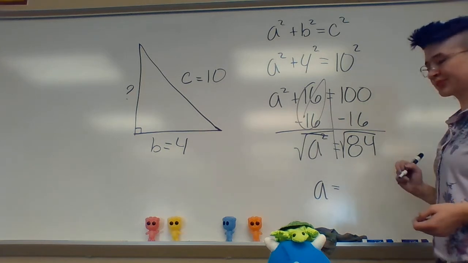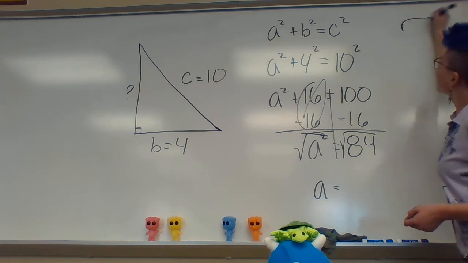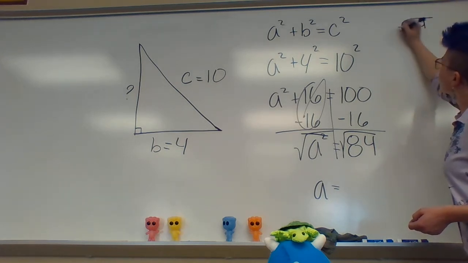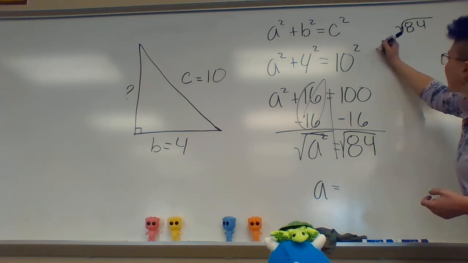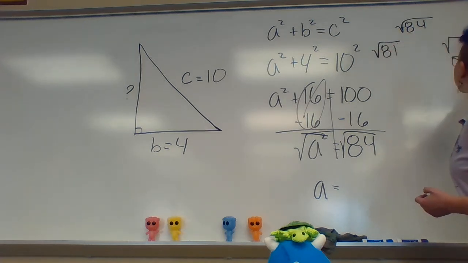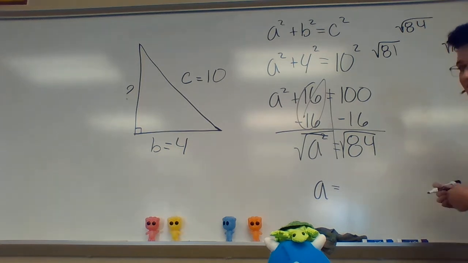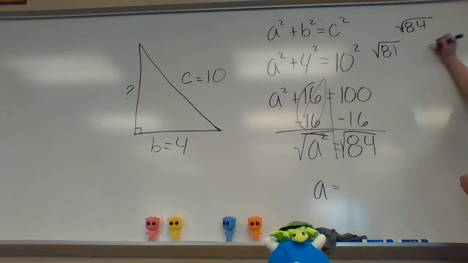hopefully, I'm running out of room here. Can you see this? Will I put that up here? Kind of. Okay, we'll be tiny over here. 84 lies between the square root of 81 and the square root of 100. Oh no, it's too far over. Square root of 100. There you go.